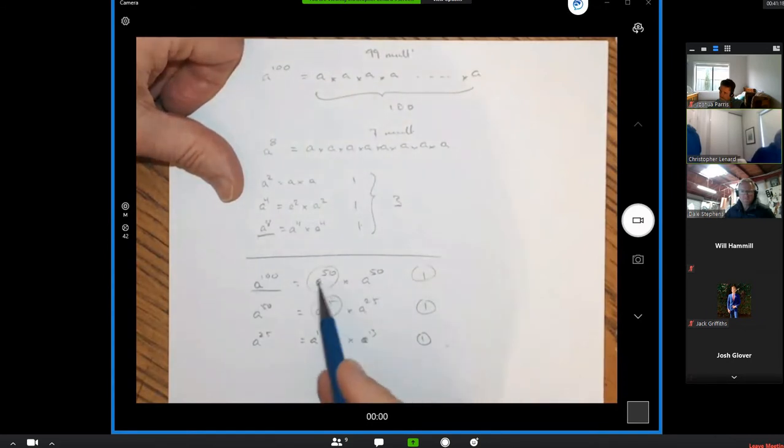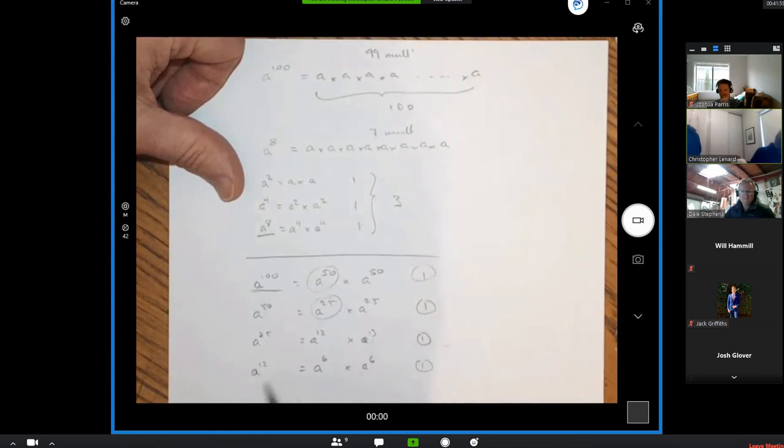Now, each time I'm doing this, I'm saying to myself, I could do this if only I could do the a to the 50 easily. So let's look at the a to the 50. That requires doing a to the 25 easily. How can I do a to the 25? I could do that if I could do a to the 12 and a to the 13 easily. So maybe a to the 12 is a to the 6 times a to the 6. That'd be another computation.